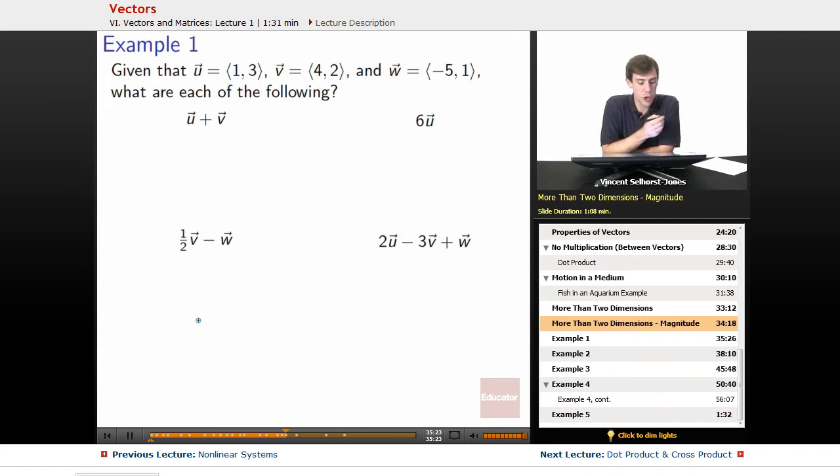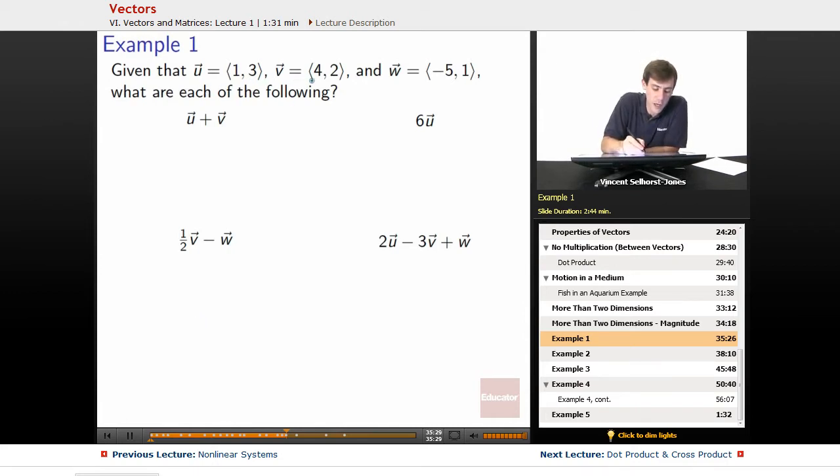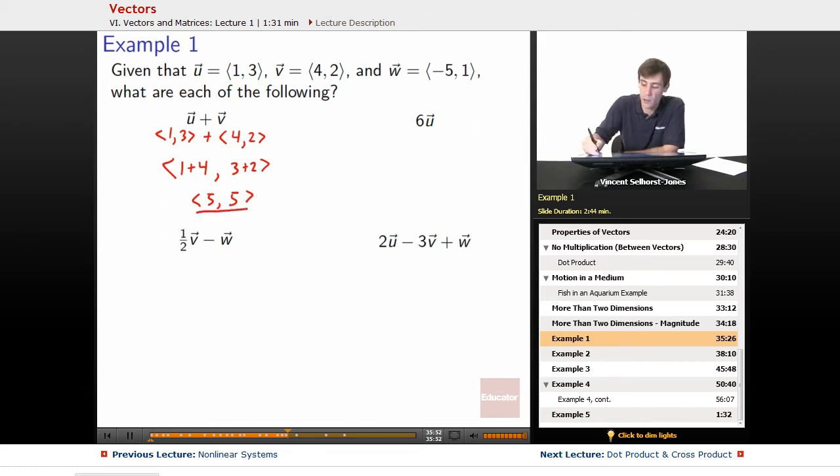First, given that u equals 1, 3, v equals 4, 2, w equals negative 5, 1, what are each of the following? So if we're talking about u plus v, then that's the same thing as talking about 1, 3 plus 4, 2. So remember, we add the components together, so it'll be 1 plus 4 because they're both the first components, and then 3 plus 2 because they're both the second components. 1 plus 4 gets us 5, 3 plus 2 gets us 5 also, just by chance. So our answer here is 5, 5.